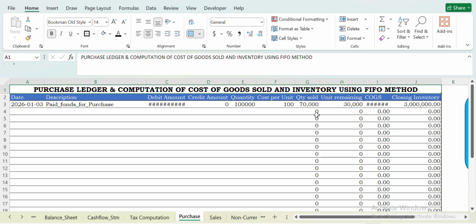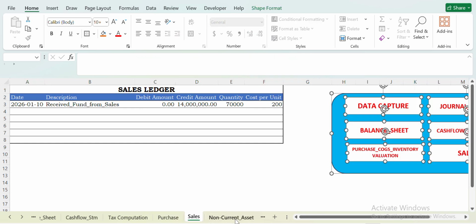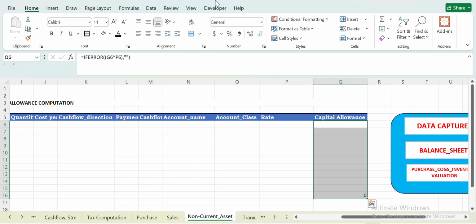So this sheet simply shows how it computes the cost of goods sold as well as the inventory valuation. So thank you very much.